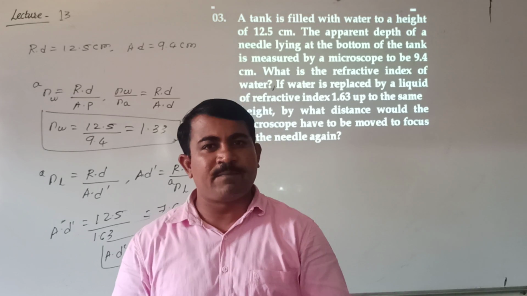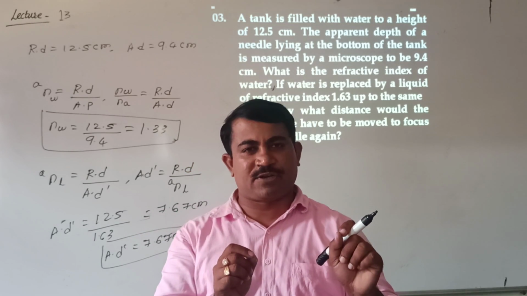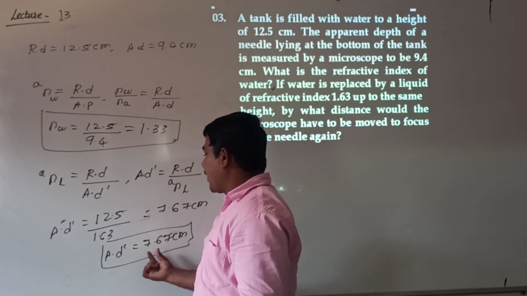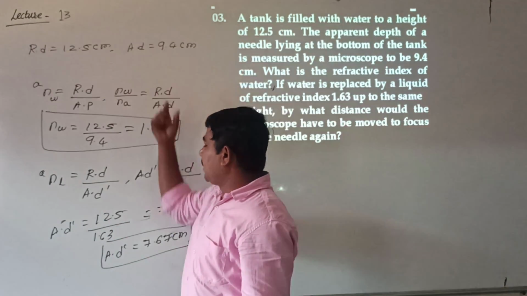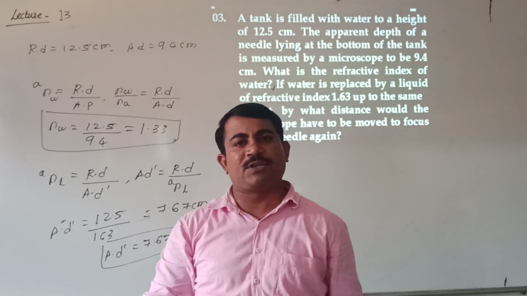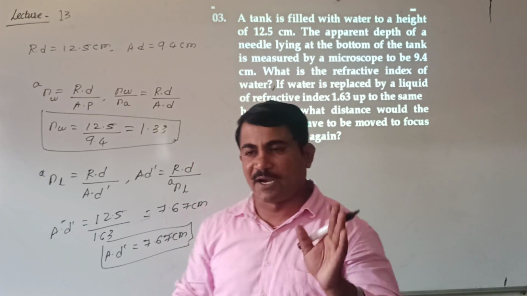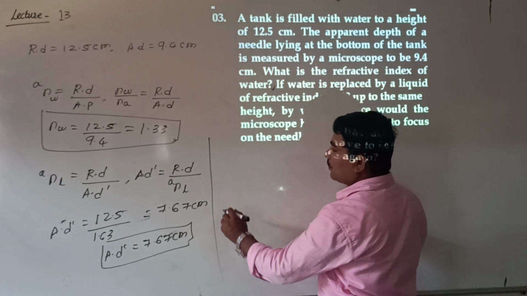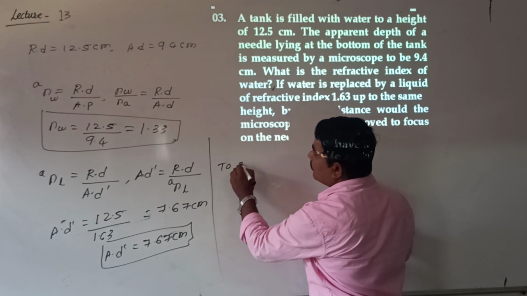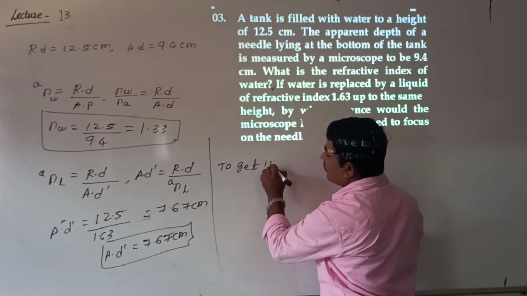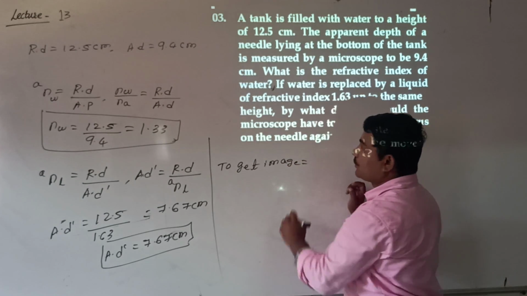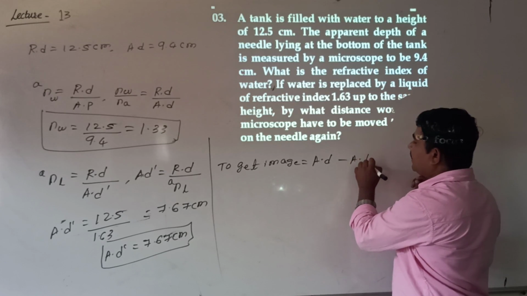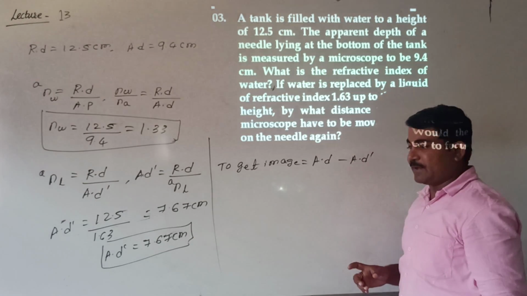To focus the microscope, we should get a sharp image. By what distance? If you take the difference between the initial apparent depth and the final apparent depth, then we'll get the sharp image to focus the microscope. Look at me. To focus the image again, how should the microscope move? To get the image, we should take the difference between the initial apparent depth and the final apparent depth.